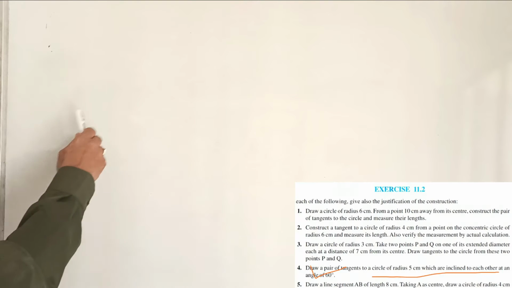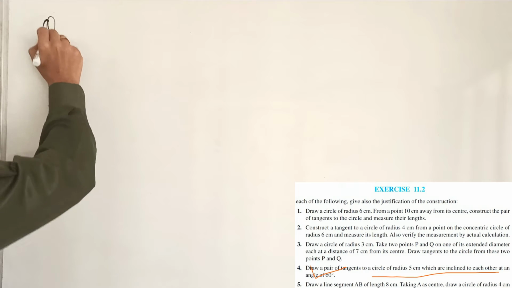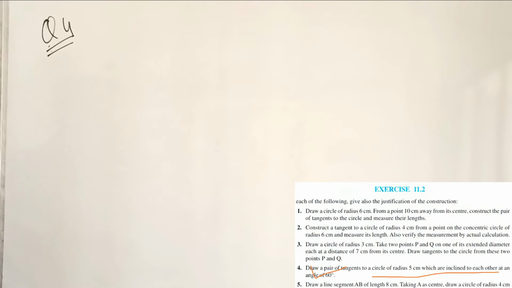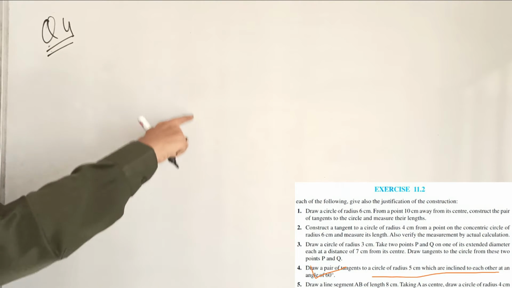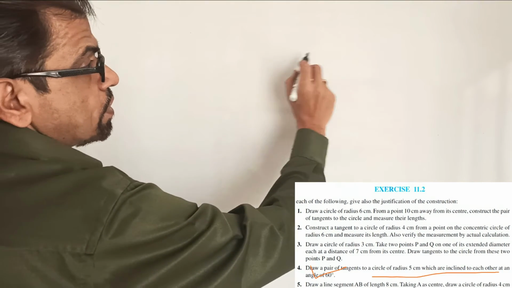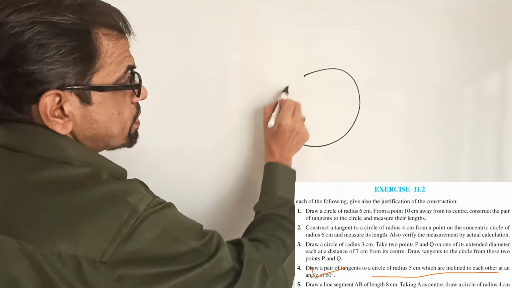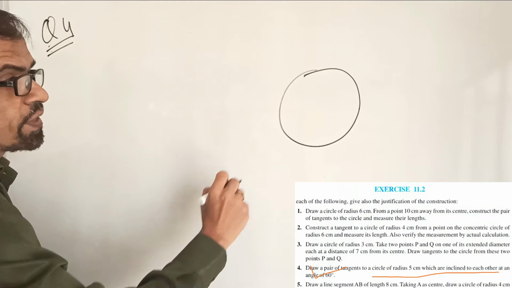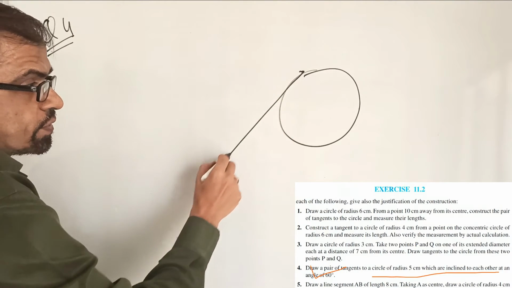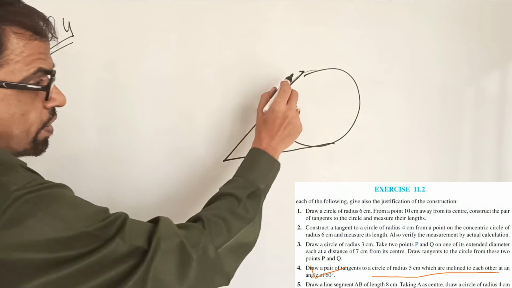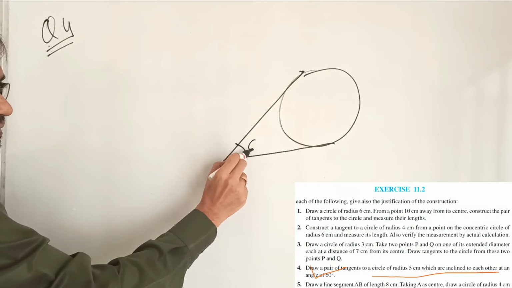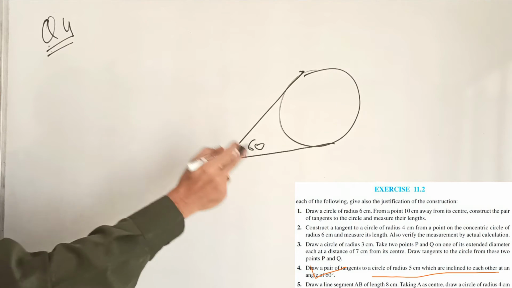Now listen, student, the fourth question is a very important question. Listen to it properly. First of all, before the solution, let us see the concept. It is given in the question that we need to draw the tangents at an angle of 60 degrees. So what concept will we use?